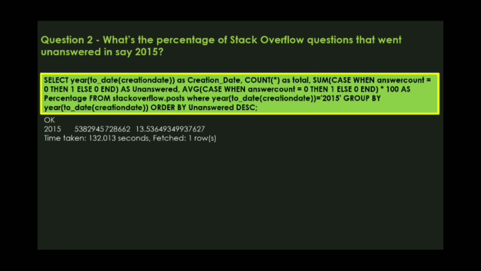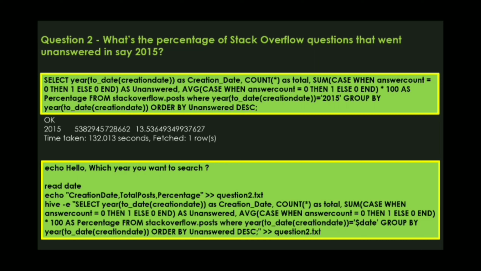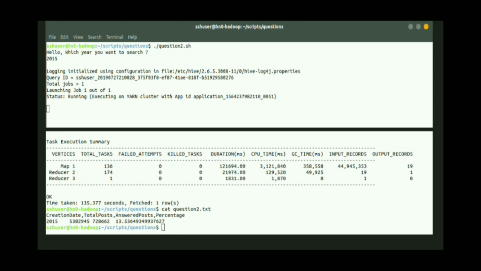So precisely 13.536 percent of questions were not answered if the date given is 2015. We can give any date, and for that given date, this is the percentage we get as output. So we get asked which year we want to search. That's the query for that, that's the script for that. And this is the output for our question, and it will be saved as a text file.